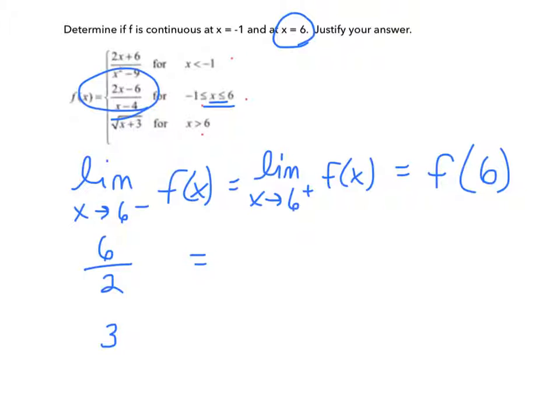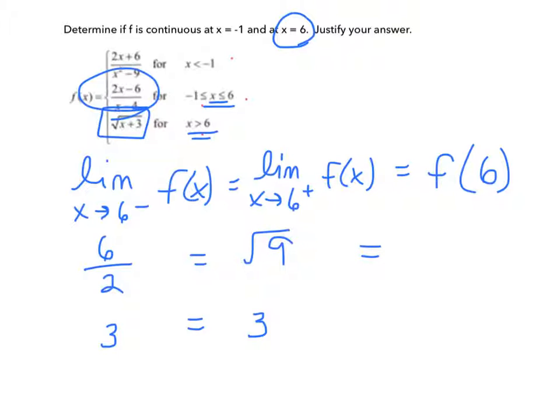Is that the same as the limit as x approaches 6 from the right? From the right, we're coming from the right-hand side of the graph, so numbers bigger than 6. So we're looking at x when x is greater than 6, which is the second rule, the square root of x plus 3, which is the square root of 6 plus 3, square root of 9, which of course is 3. So far so good. We have a limit that exists. But in order for that limit to exist and be continuous at 6, we need to evaluate f of 6 and make sure it also is 3.